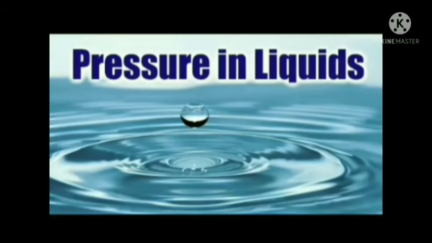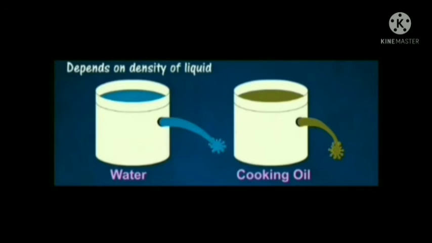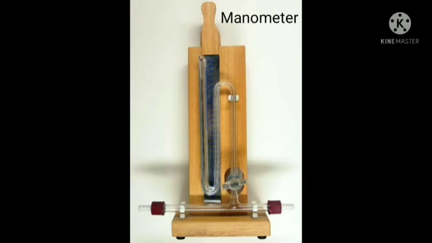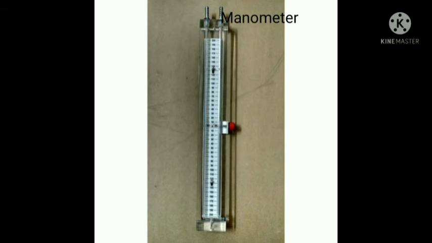Liquid pressure depends on various factors like the density of the liquid and the depth of the liquid. A manometer is the device used to measure liquid pressure.